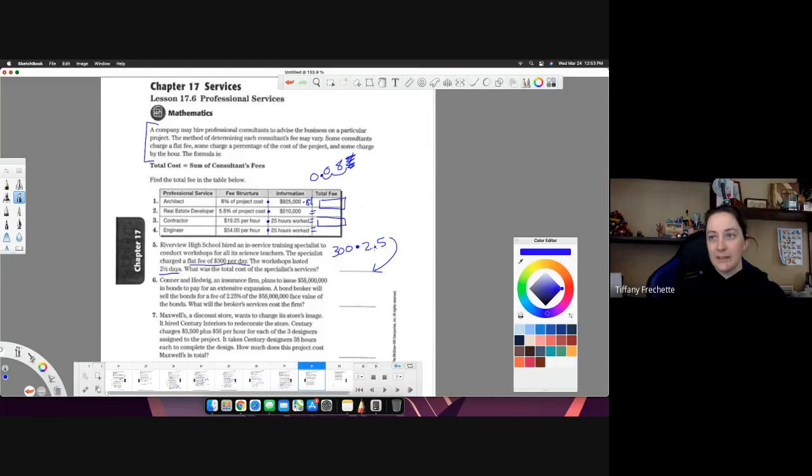So this is multiplication, this is a decimal. Okay, want to make sure you understand the difference between those 2.